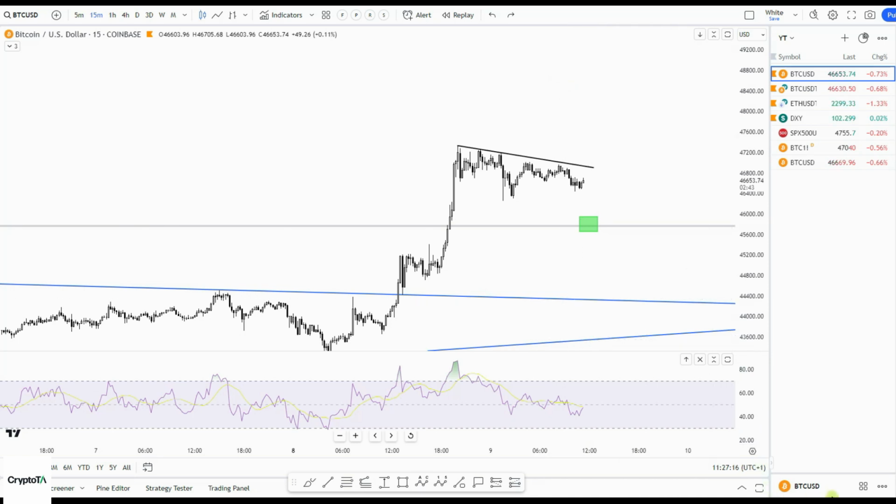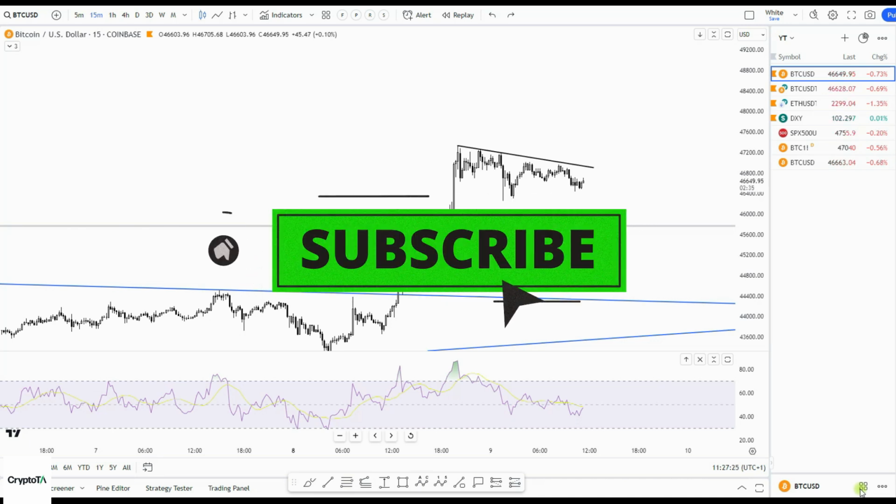That's it for today. Much longer than I wanted, but I think it was interesting enough to explain a little bit more about that possibility for the 40,000 move.